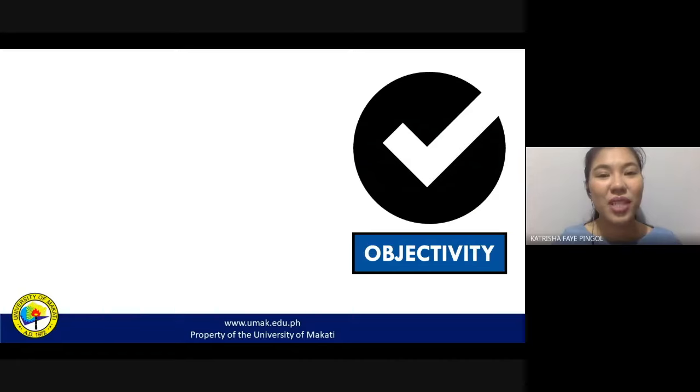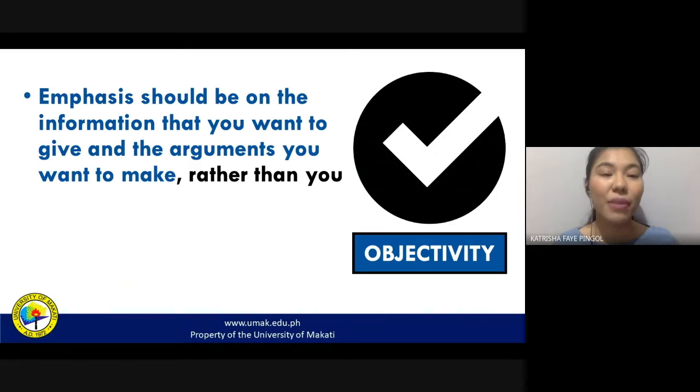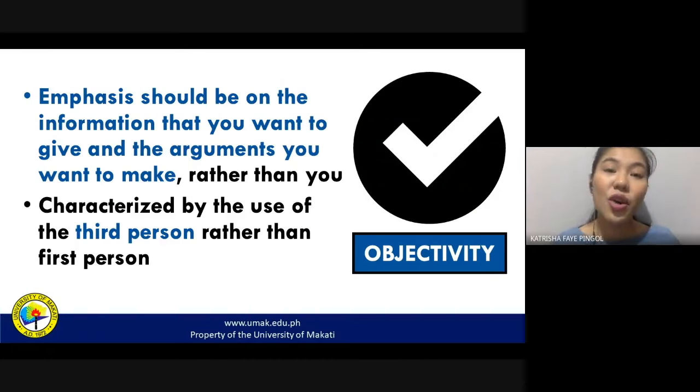Next, let's go to objectivity. Objectivity simply refers to putting emphasis on the information that you want to give and the arguments that you want to make instead of focusing on you as a writer. So we are focusing on the idea, the thoughts that we want to express. It is often characterized by the use of the third person rather than the first person.